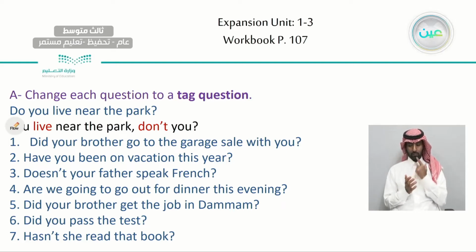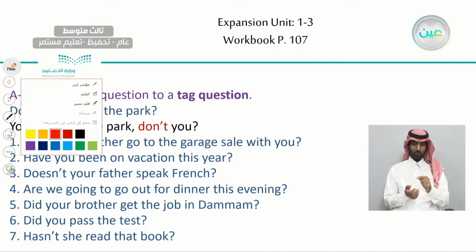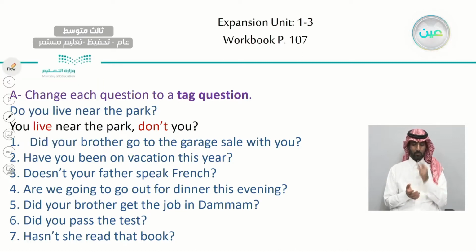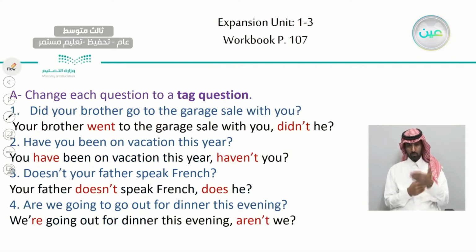Let's start with 107. The first exercise here, you have to change each question to a tag question. Here you have a regular question: Do you live near the park? You have to change it to a sentence. You live near the park, then a comma, then you add the tag: don't you? Okay, we have from 1 to 7. I'm sure you did it all. Let's go through the answers together.